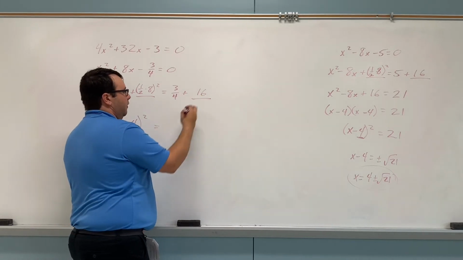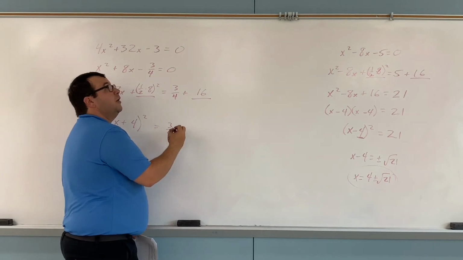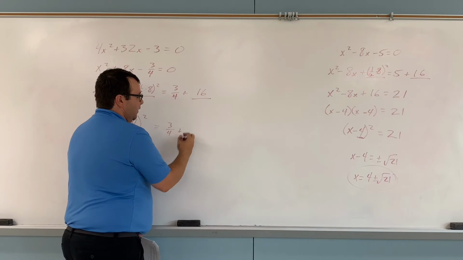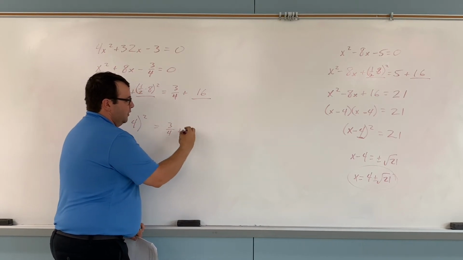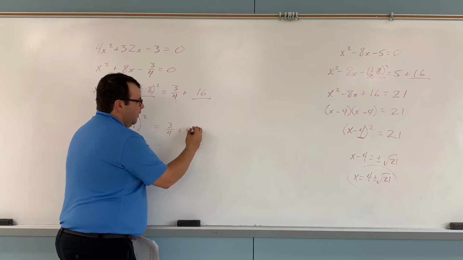So I do need to get this in a common denominator. I lost my lights again. So that's going to be 16 over 1, which is going to then have to be multiplied by 4 over 4. So that'll be 64 over 4.